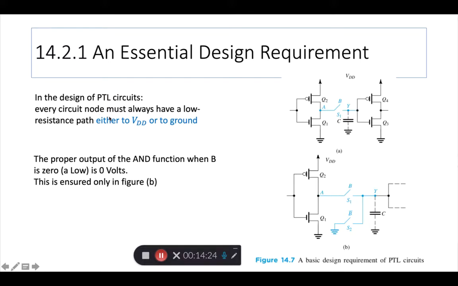Every circuit node must always have a low resistance path either to VDD when it's going high or to ground when it's going low. So the proper output of the AND function when B is 0, a low, is 0 volts. The proper output of the AND function of A and B is a 0, but that 0 only happens in this figure. So you need this extra switch; that is the rule.